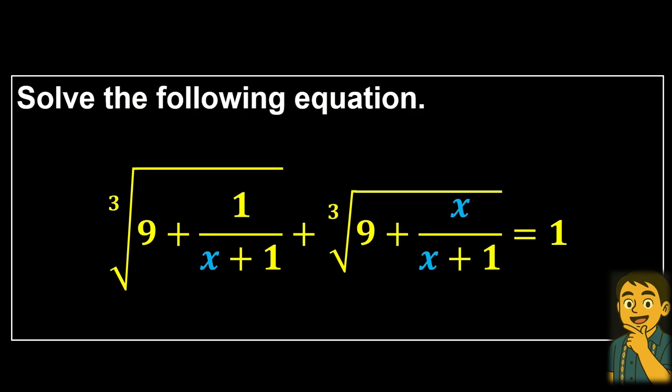Solve the following equation. The cube root of 9 plus 1 over x plus 1, plus the cube root of 9 plus x over x plus 1, equals 1. Here we want to get the value of x. Please have a good try before you look at the answer.